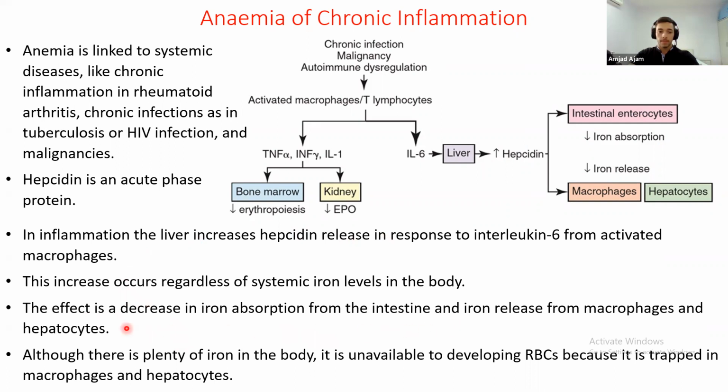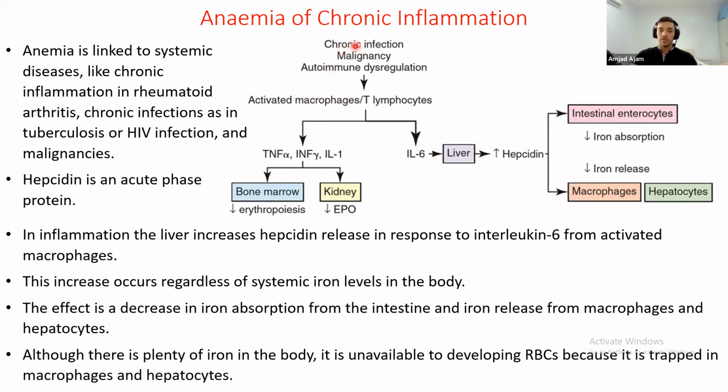The effect of hepcidin in this case, it will decrease iron absorption, and it will decrease the iron release. Although there is plenty of iron in the body, it is unavailable to developing RBCs. Why? Because in this case, it is trapped inside the cells. So this iron cannot go to the bone marrow, and therefore we cannot make more RBCs, right? Because they are trapped in the enterocytes and the macrophages and the hepatocytes. So for this slide, it's important.